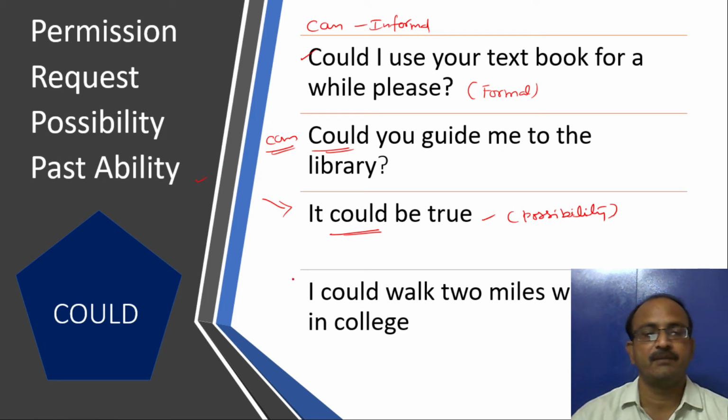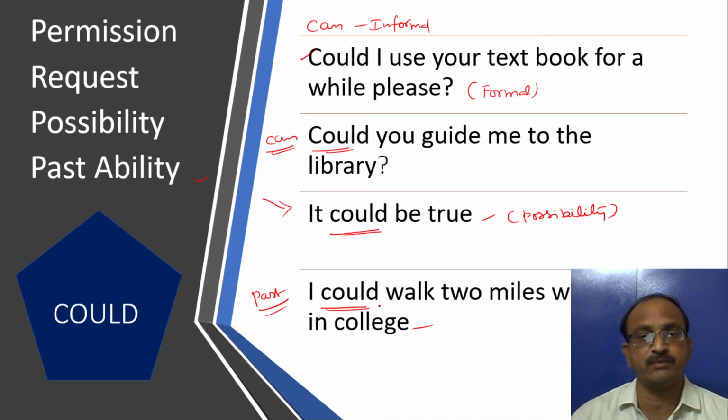Past ability. Already in my previous slide, I explained I can speak English. I can go. I can walk 2 miles. That means can tells you my present ability. Here you see, I could walk 2 miles when I was in college. That means when I was in college, that is past ability. So not now. In the past, when I was in college, I could walk 2 miles. Here, could reveals your past ability.